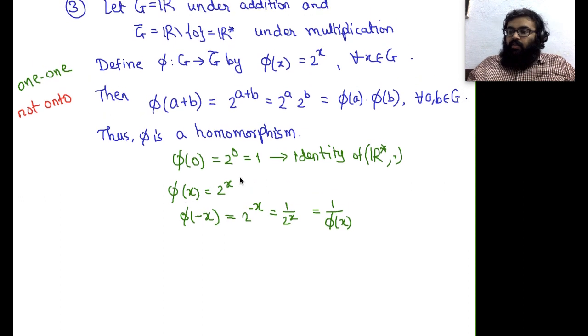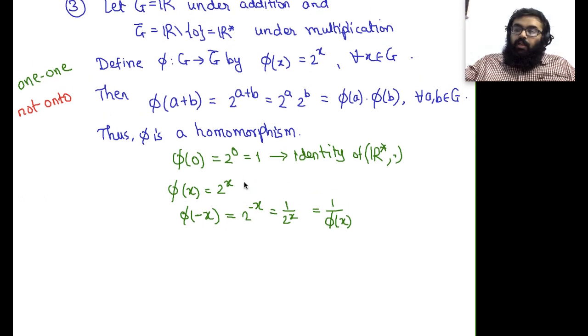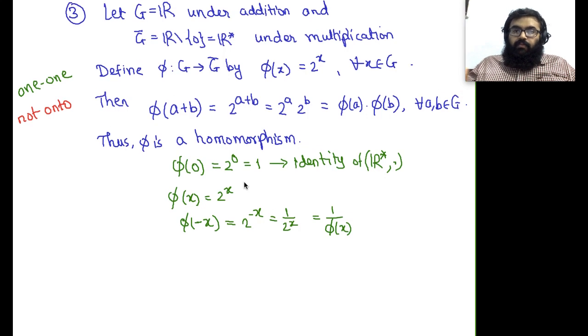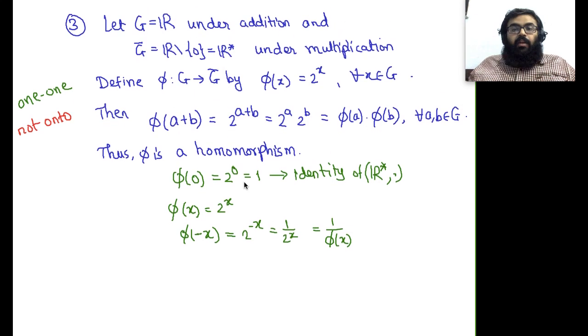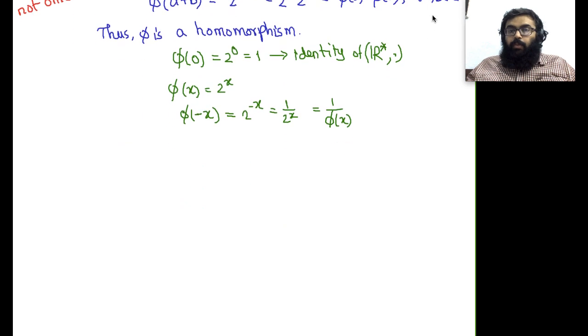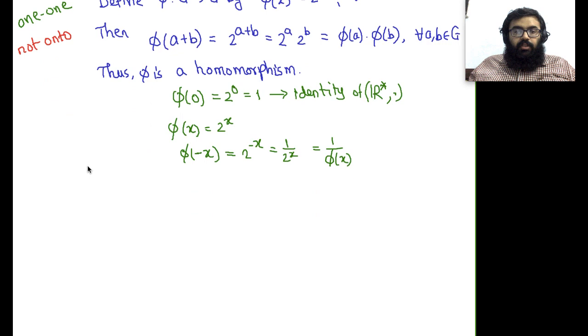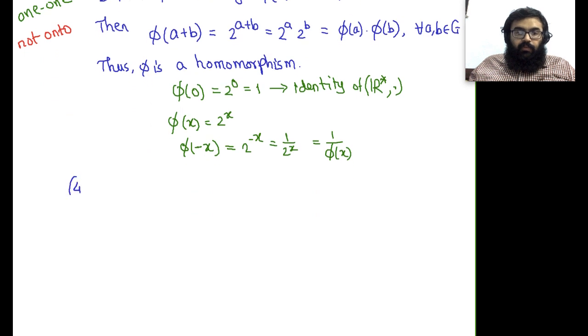So we have considered two groups with two different operations. On the domain we have addition, and on the codomain we have multiplication. So this was example number 3, and now example 4. This is another standard example that we have considered many times.